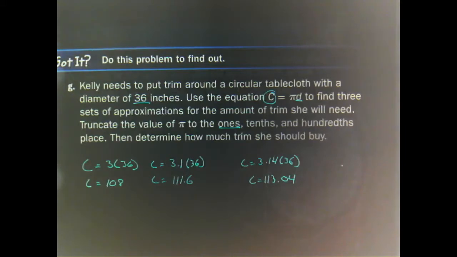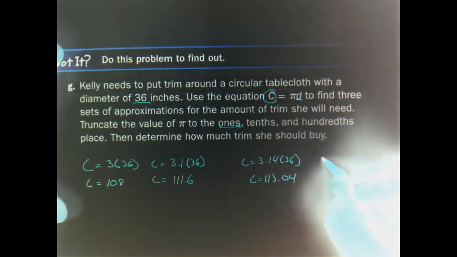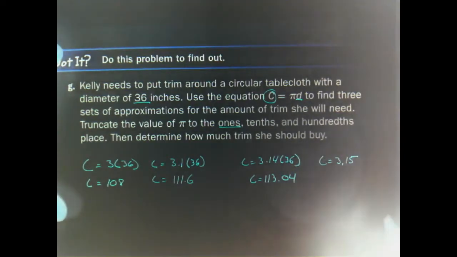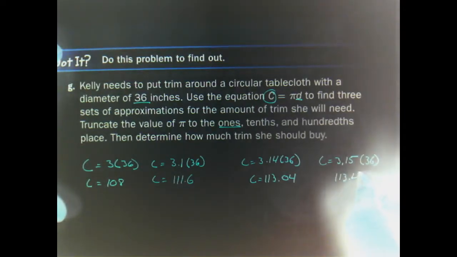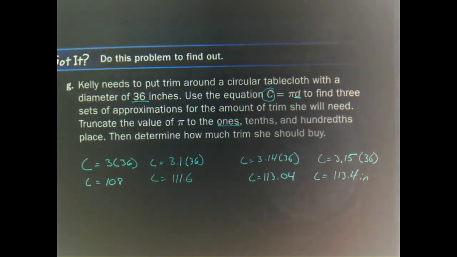A couple things you can do is just round 113 up, or you can take this 3.14 and change it into 3.15, because that would be bigger than anything that's left of pi. Multiply it by 36 and you get 113.4. So you know you need at least 113.4 inches of trim. Most people, if they were actually going to do this in real life like Kelly, would probably just buy 115 or 120 and have some left over.